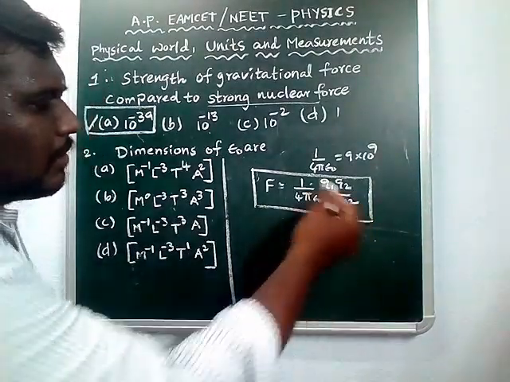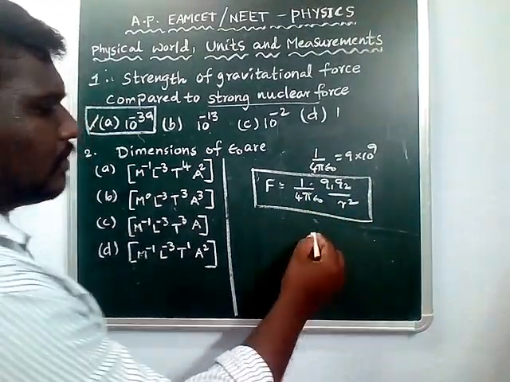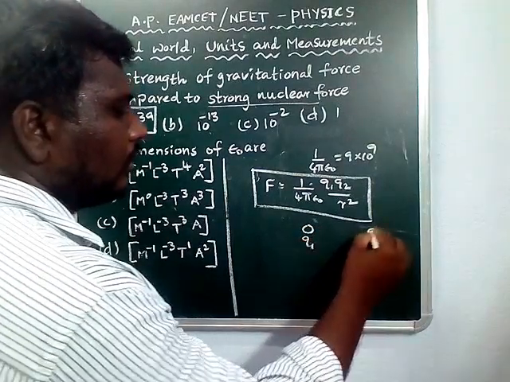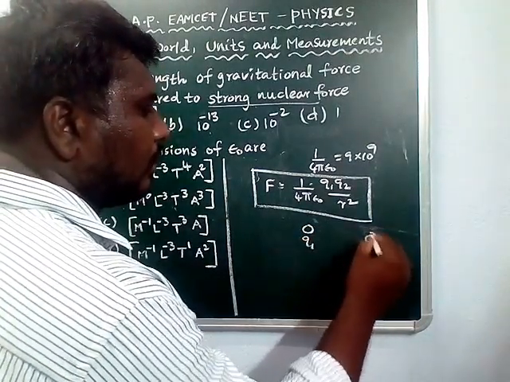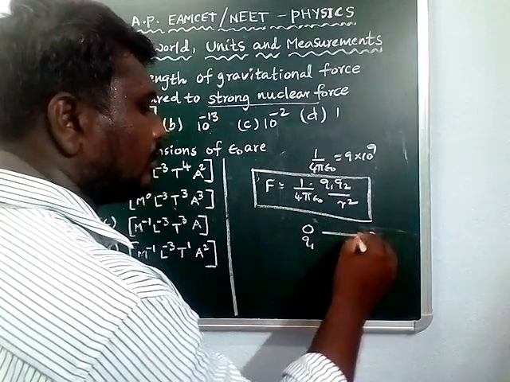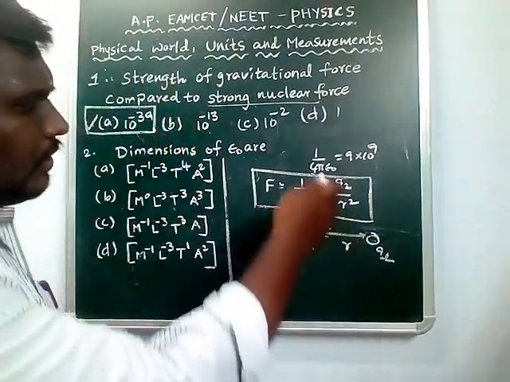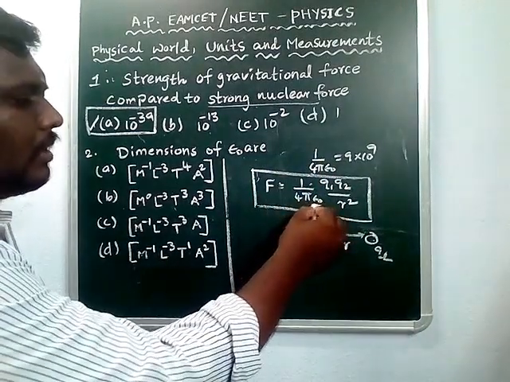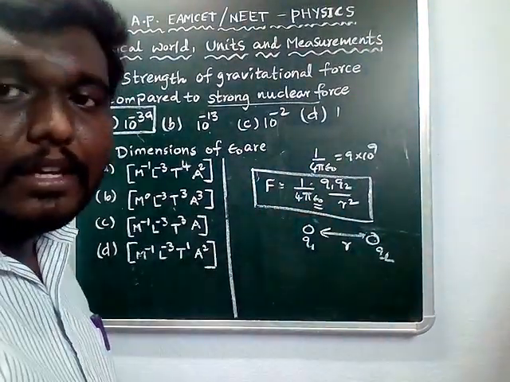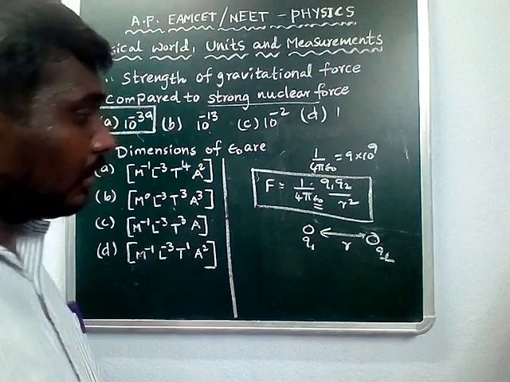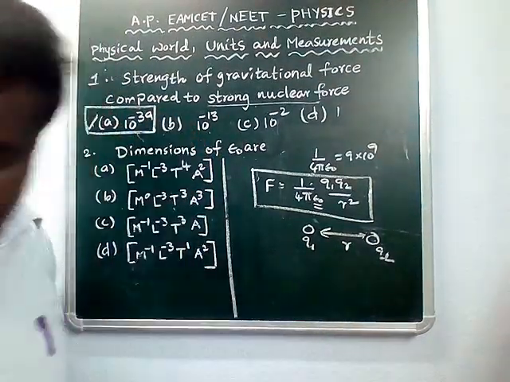This is the electrostatic force between two static charges Q1 and Q2, separated by a distance r. It is Coulomb's law. Already know that, right? So using this, you can calculate the dimension formula of epsilon naught. You can write the formula of epsilon naught.